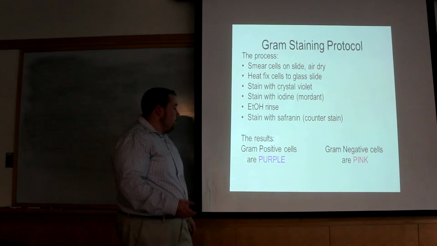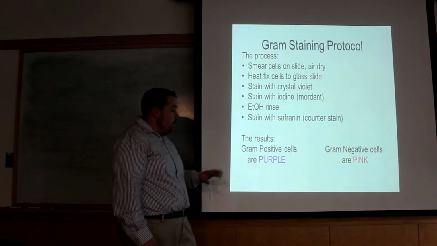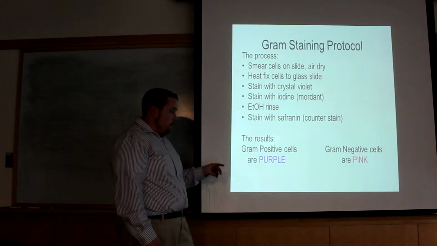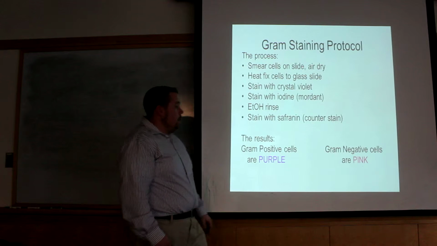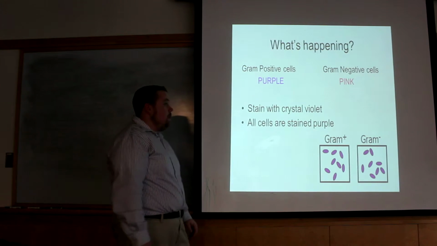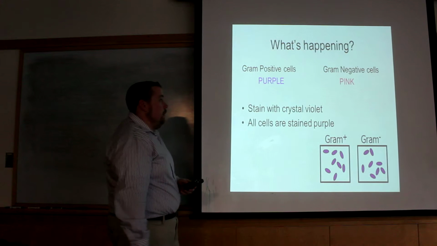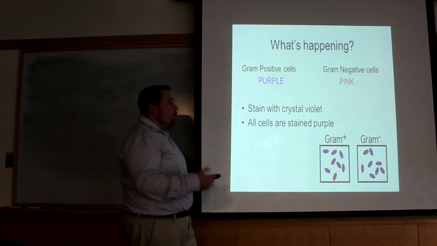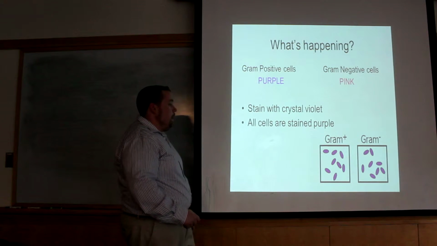The results from this would be if you have a gram-positive cell, your slide will appear purple, versus a gram-negative cell, your cells are going to appear pink. So what's actually happening? Let's break this down a little bit. How do we get to our purple versus our pink cell?